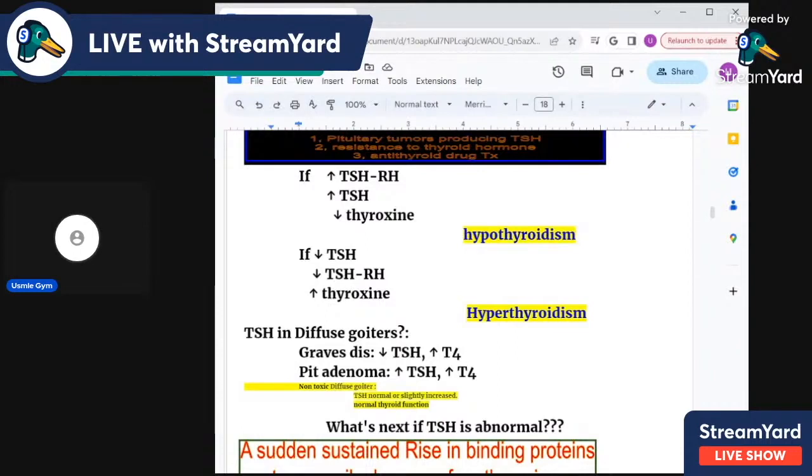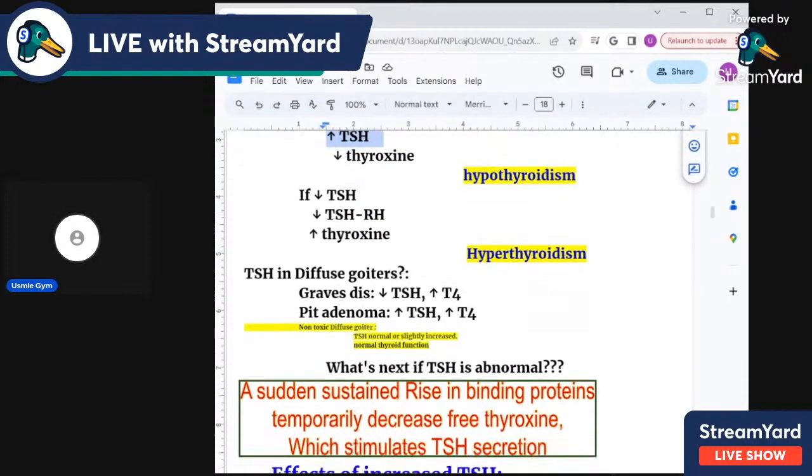And the next condition, if TSH is increased and TRH is also increased, both increased, but thyroxine is decreased. This is due to hypothyroidism, because when thyroxine is decreased, the hypothalamus produces releasing hormone and the pituitary also produces increased TSH, but the thyroid is not responding.